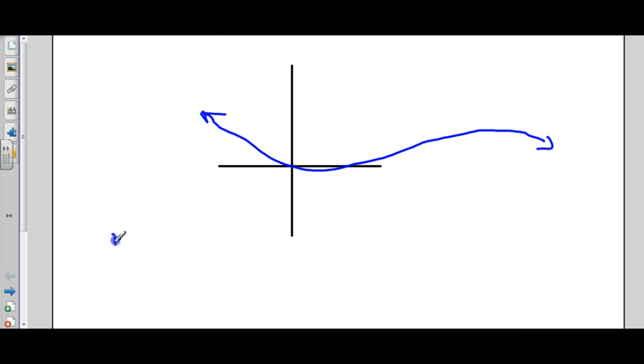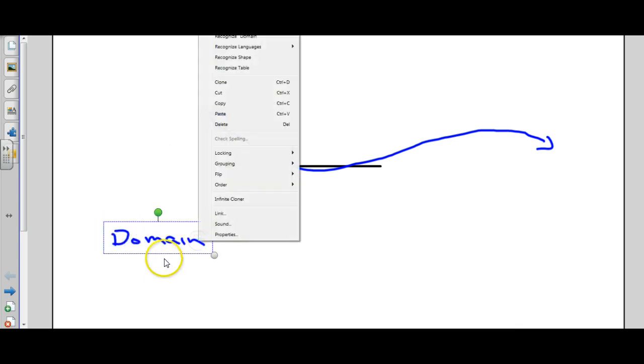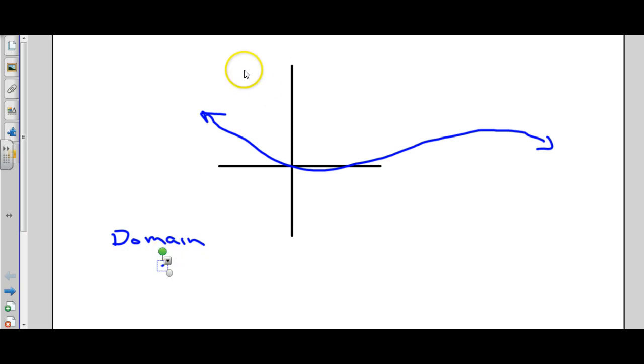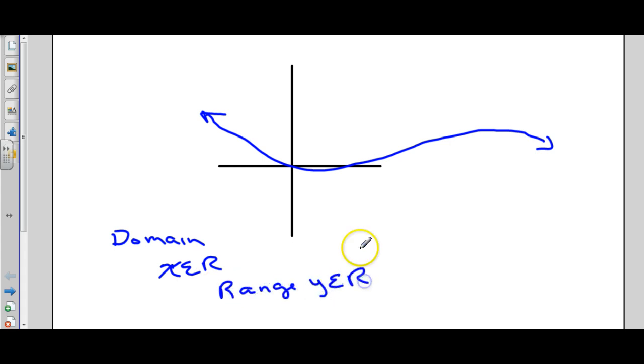So in this case, the domain we say is just x belongs to the real number system. So essentially this says that x can be any real number, and of course the range would be the same sort of thing with y. y belongs to the real number system.